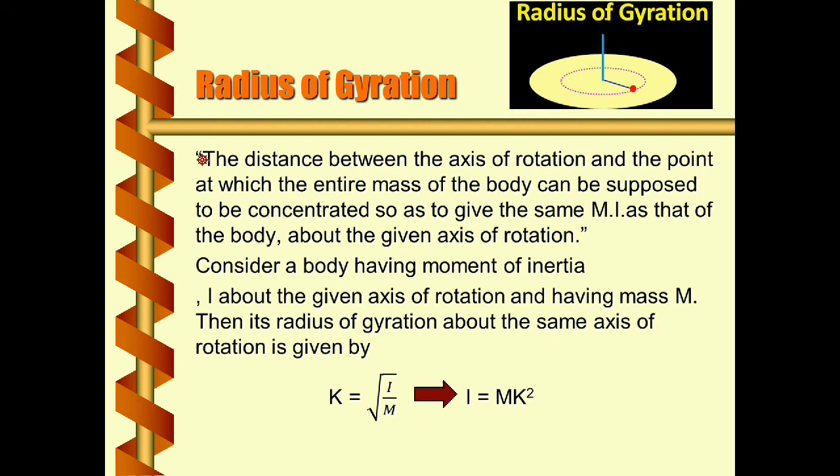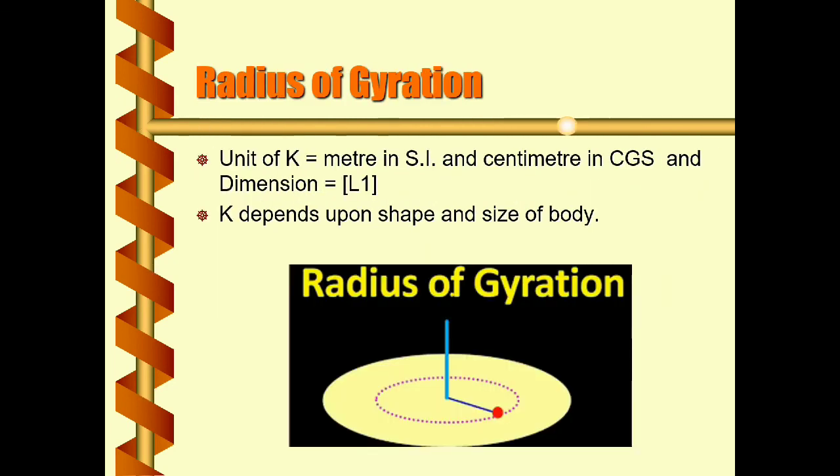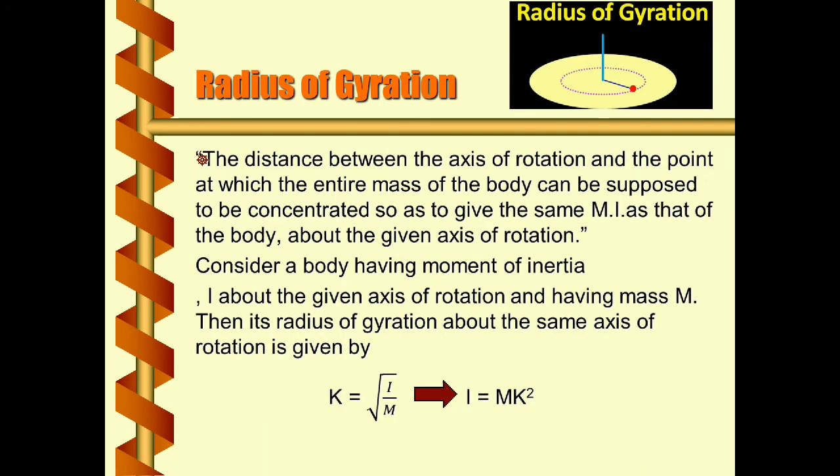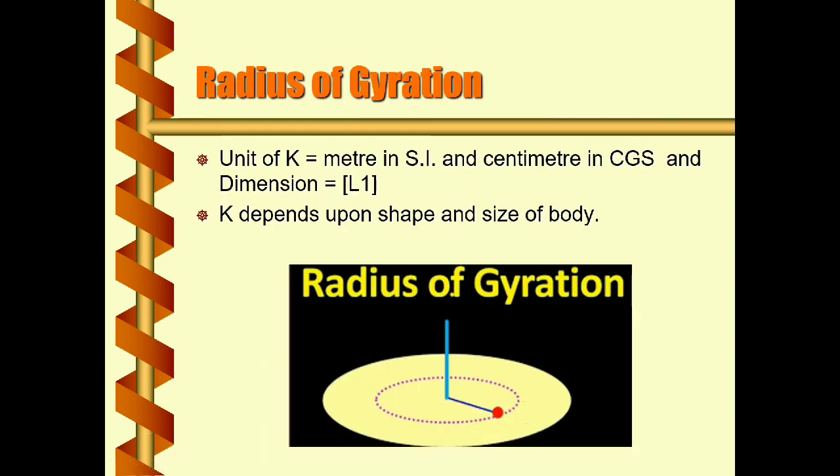Okay, and this radius of gyration is always denoted by K, and if we consider the relation between I and K, the relation is K equal to square root of I by M. That is, you can write I equal to M K square, where M is the total mass, I is the moment of inertia, K is the radius of gyration. Okay. Now, as this radius of gyration is nothing but a distance, the SI unit will be meter, the CGS unit will be centimeter, and the dimension will be L1.